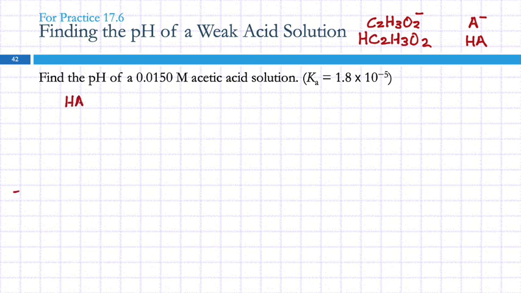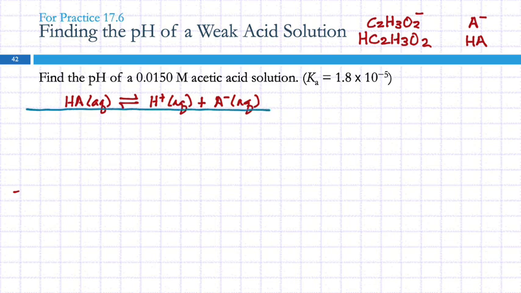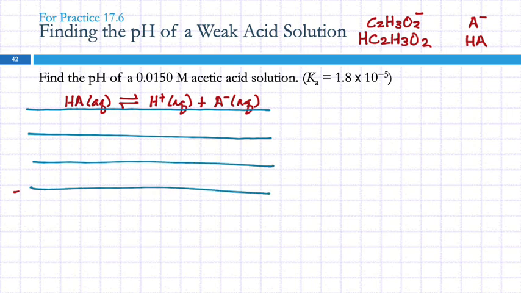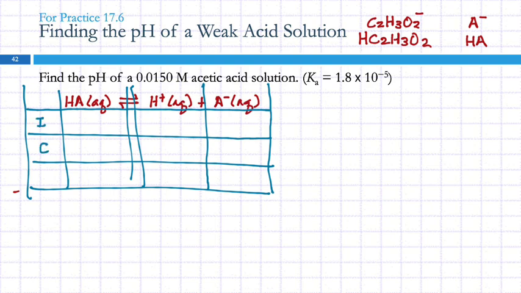So we've got HA representing our acid in equilibrium with hydrogen ions that we understand are not out by themselves. They are on water as a hydronium ion. And then we make our ice table. ICE.